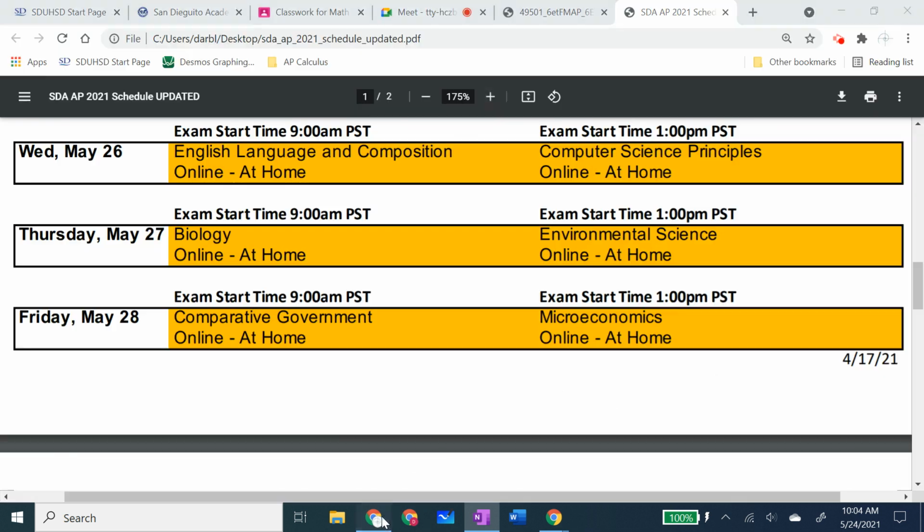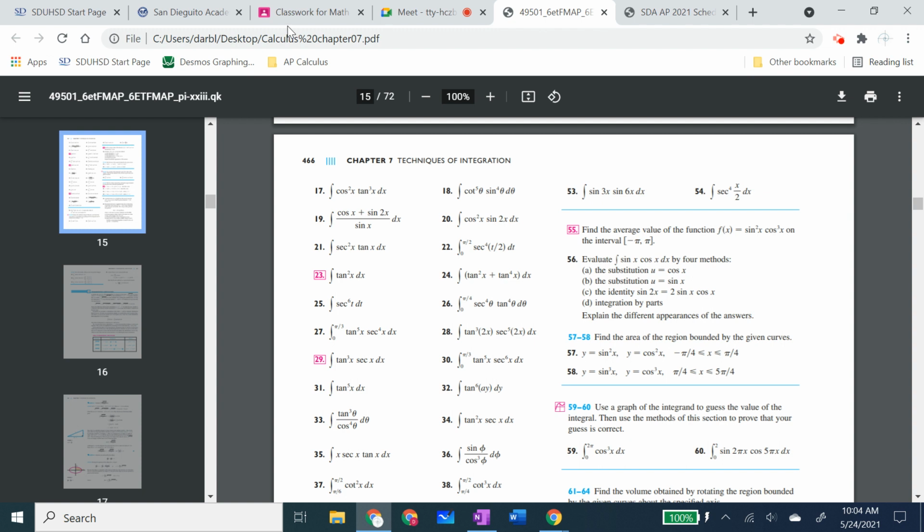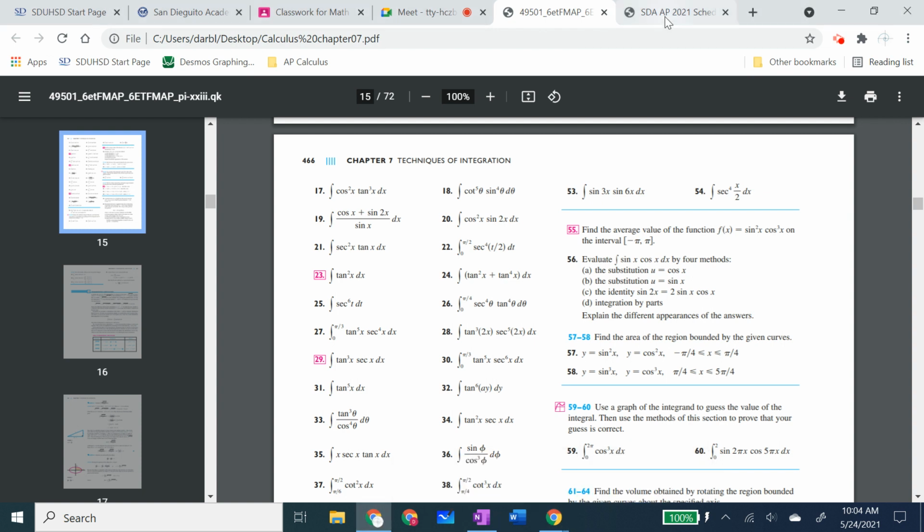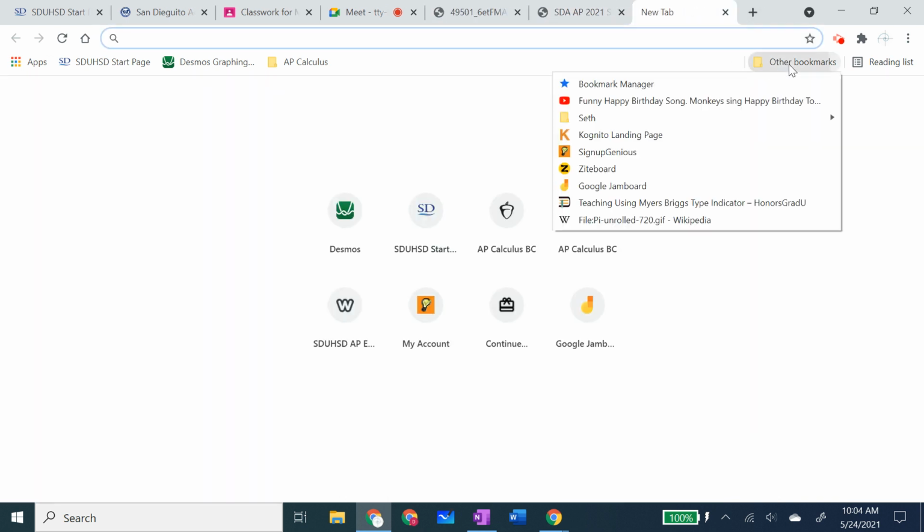So let me see if I still have it up. I had found a fun little thing. Where did it go? Okay. I bookmarked it.